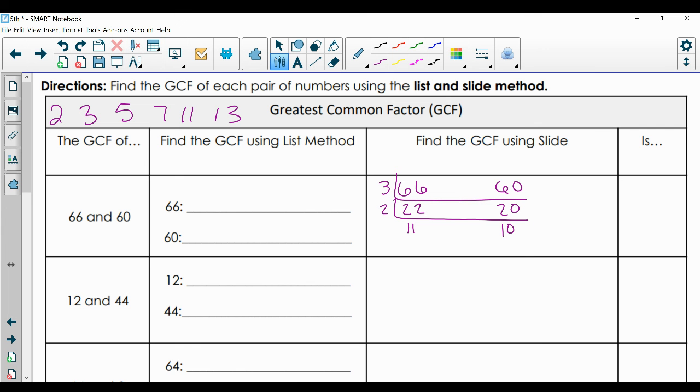Another hint. If they're back to back on the number line, you're done. Like 10 and 11 are back to back when you count, so you're done. You can't go any lower. So your GCF is 6.